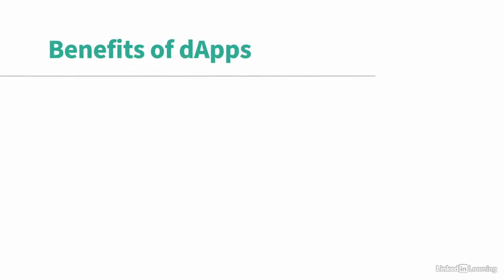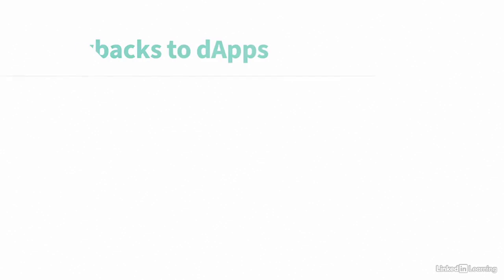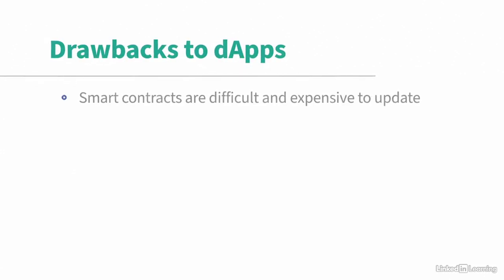The benefits of a dApp are obvious. Decentralization offers persistency, data security, and integrity, and, if it's set up to do so, privacy and resistance to censorship. On the other hand, there are some obvious drawbacks. Smart contracts on the blockchain are difficult and expensive to update. A new contract must be added to nullify the previous one, meaning the traditional incremental updates we see in Web 2.0 apps will be much more difficult to roll out.